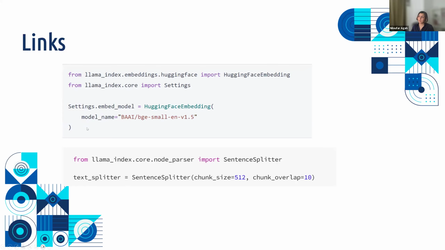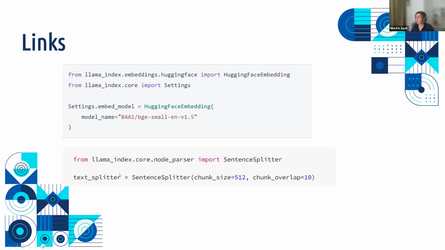So this is the example. For example, you can just go from LlamaIndex embedding, HuggingFace, you import HuggingFace embeddings, and then it's the function that you can use to introduce your embedding model as a parameter here. You just need to copy paste the embedding model you're going to use here.